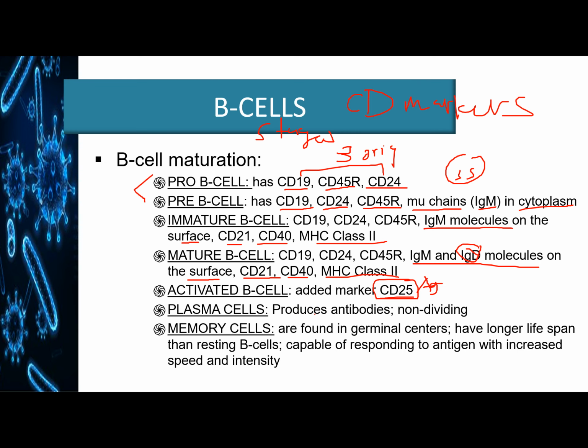Then, plasma cells would produce antibodies and they are no longer dividing. So, yun na yung last stage, class. Hindi na siya kayang mag-differentiate pa. Hindi na siya magde-divide pa. Then, another type, if hindi siya maging plasma cell, they could become memory cells. Memory cells, class, are found in germinal centers. They have a longer lifespan than your B cells, capable of responding to antigen with increased speed and intensity. So, those are the different B cell stages and their markers.